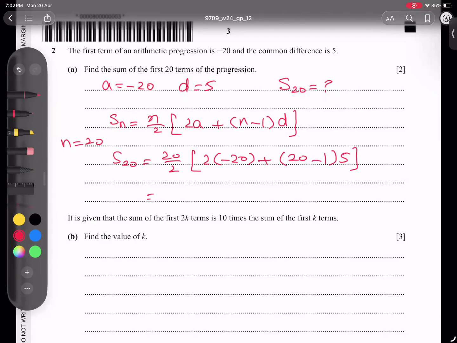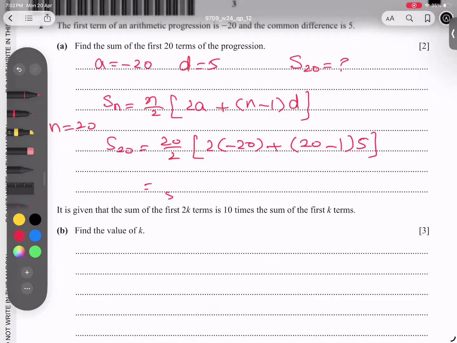So it's just a matter of typing in the calculator. 10 outside, and in the bracket negative 40 plus 19 times 5. Yeah, the answer becomes 550. So the sum of the first 20 terms is 550.